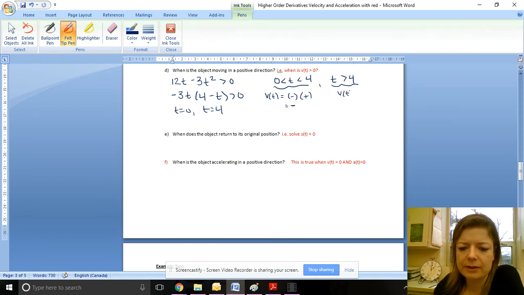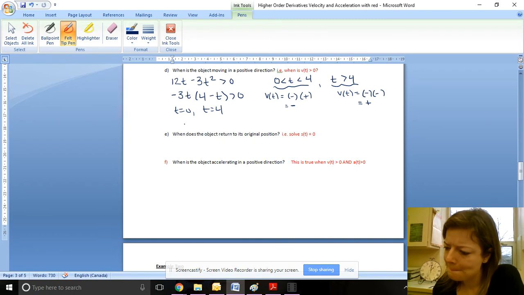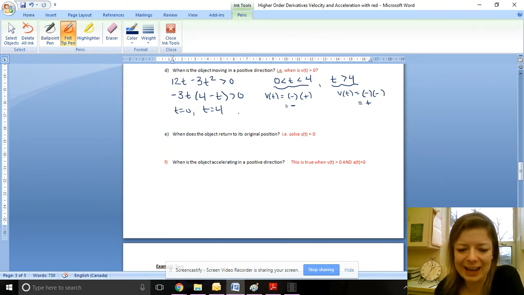But if you put into the factored out velocity formula a number greater than 4, this is still negative, but now your second factor is also negative, leading to a positive result. So that means the object is moving in a positive direction for all times past 4 seconds. I feel like I did this wrong. Oh, that's right. Okay, I will go back to that or edit that if it's wrong.